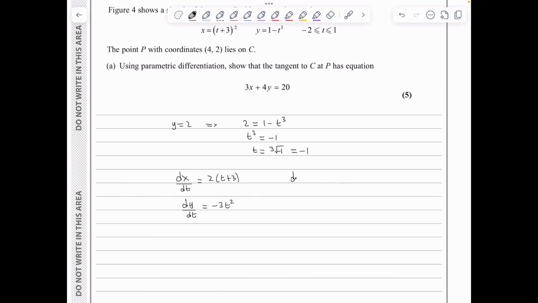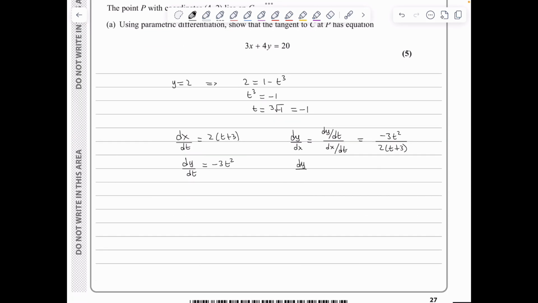And then we proceed with dy/dx, which we know to be equal to dy/dt over dx/dt. So this is equal to negative 3t squared over 2 times (t plus 3). I will proceed by evaluating dy/dx when the parameter t is equal to negative 1. This will give me the gradient of the tangent. So we're looking at negative 3 times (negative 1) squared over 2 times (negative 1 plus 3). This gives an answer of negative 3 over 4, which is the gradient of the tangent.